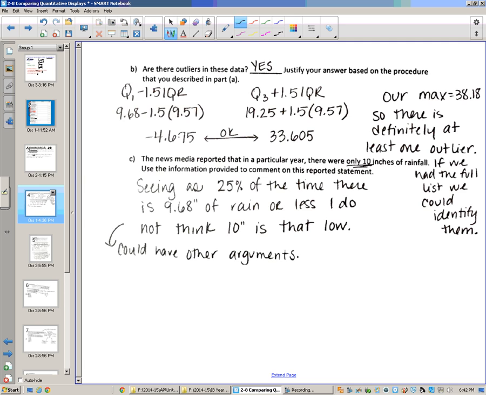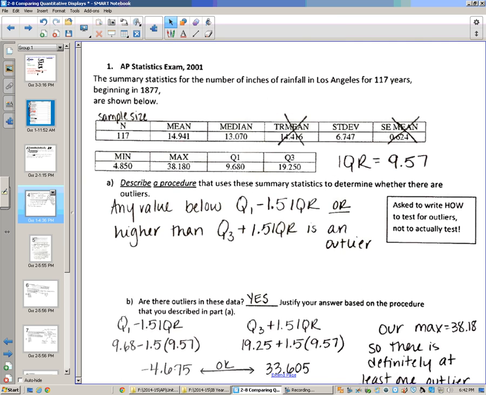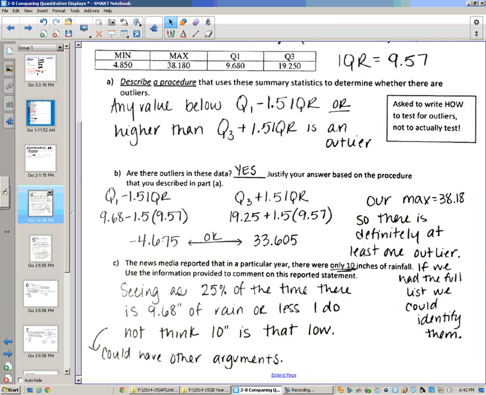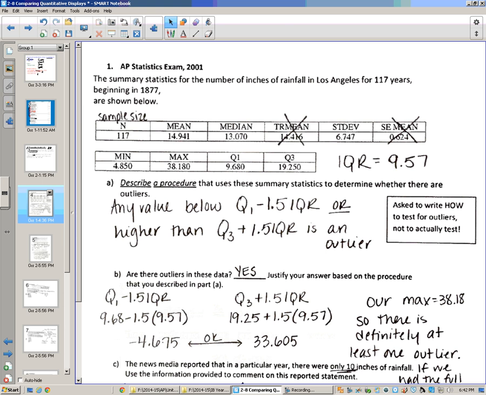Okay, so number one is talking about summary statistics for the amount of rainfall. So make sure you know your content. It's rainfall in inches. They give us the sample size, the mean, the median. We don't know what this is. The standard deviation. Don't know that. Our quartiles, our max and our min.